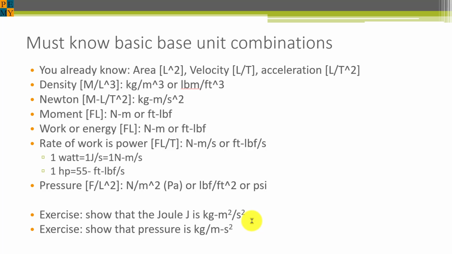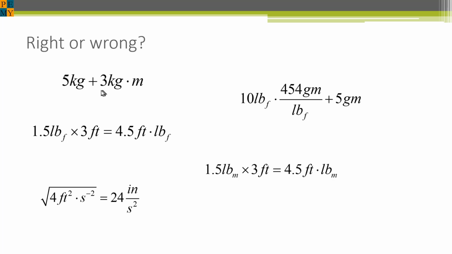Here are some exercises that you should be able to easily do. So what's wrong with or right with these statements? Well, this one is clearly wrong because you cannot have different kinds of units added together. This one looks correct because 1.5 times 3 is 4.5, and we have foot-pounds force. So this one's okay.